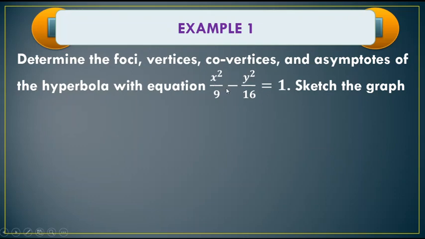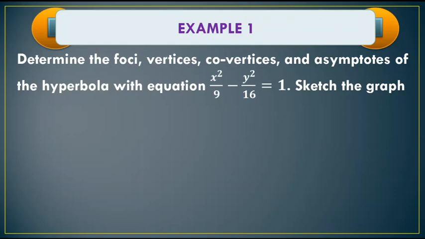Again, ang concern natin sa equation, lagi natin titingnan kung sino yung positive. So, dito sa equation na to, ang positive ay si x squared. So, naka-x squared tayo. So, ibig sabihin, ang orientation ng ating hyperbola ay naka-horizontal. Okay? Again, ibig sabihin, horizontal yung orientation ng ating hyperbola. Or yung transverse axis natin ay naka-horizontal.